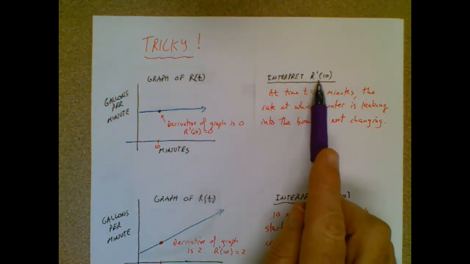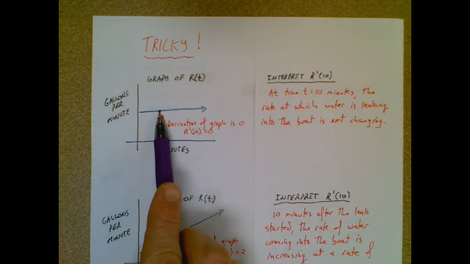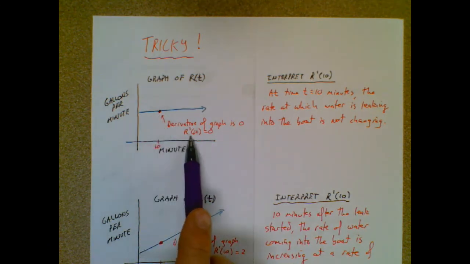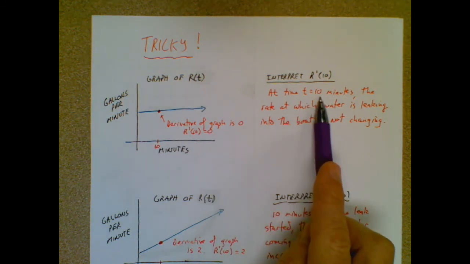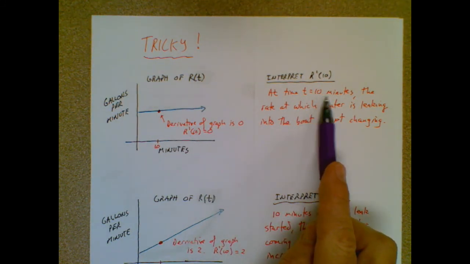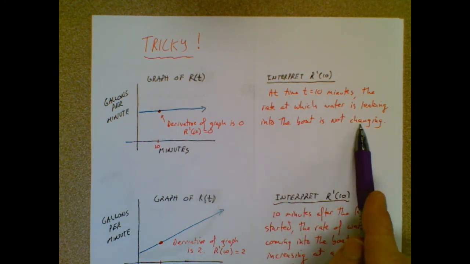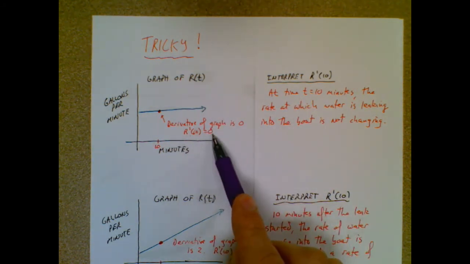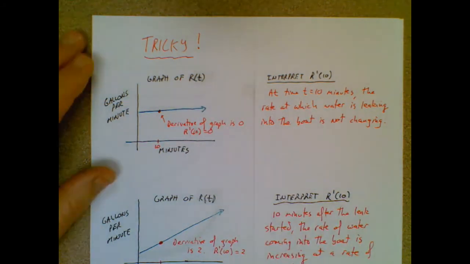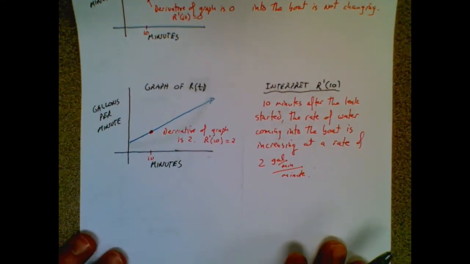So if you were asked to interpret r prime of 10, well, since this is a slope of 0, r prime of 10 equals 0. So 10 minutes into the leaking scenario, the rate at which water is leaking into the boat is not changing. They usually wouldn't ask you to interpret something that has a value of 0, so let's look at something a little bit deeper. Hey, no pun intended on that one.